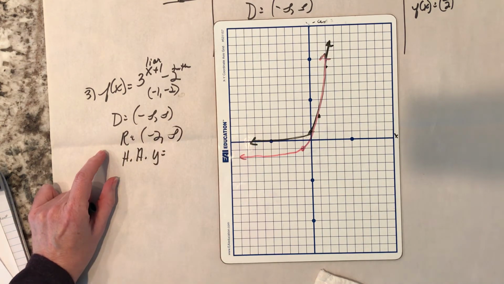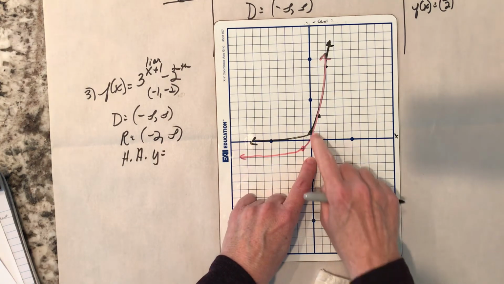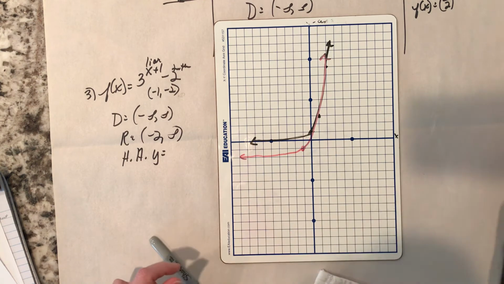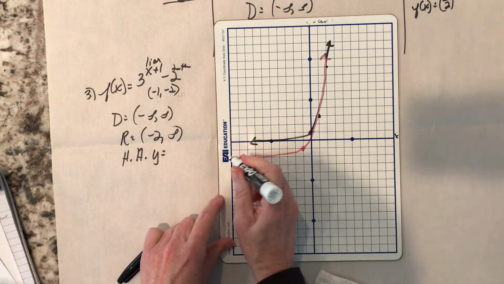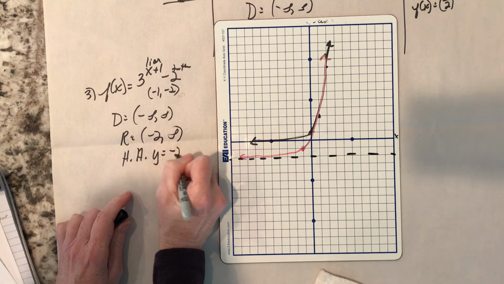Horizontal asymptote is always y equals. And what line are we not going to hit? We're not going to hit the y equals -2 line. So this is our horizontal asymptote right in here. So y equals -2.